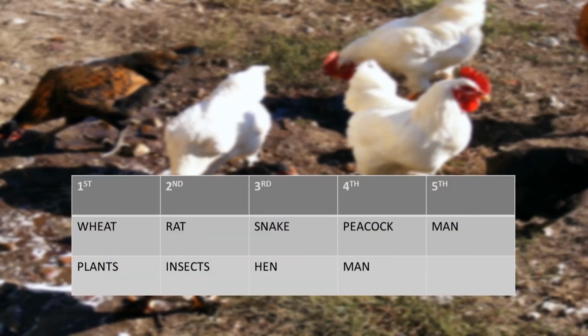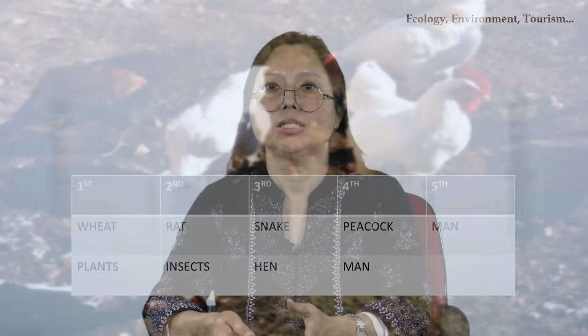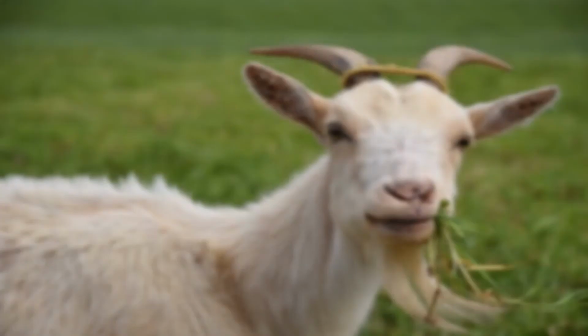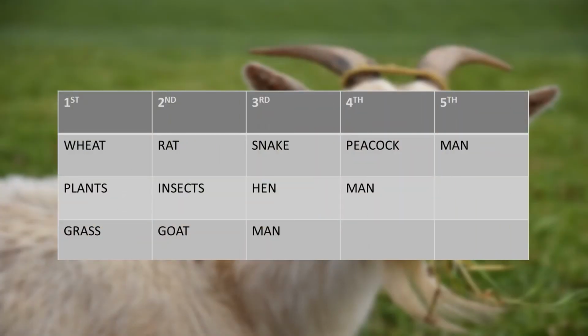In the second case, you have the plants, they are eaten by insects. The insects are eaten by hen, and the hen is eaten by man. So man occupies the fourth trophic level in comparison to the first one, where humans occupy the fifth trophic level. In the third case, man is occupying the third trophic level, where the grasses are eaten by the goat and the goat is eaten by man.